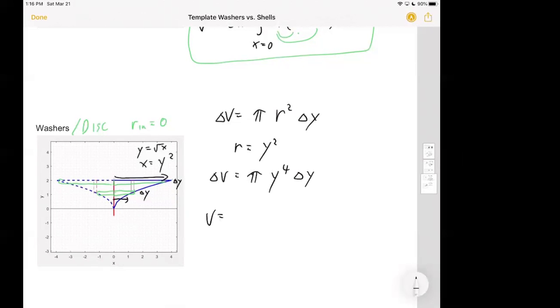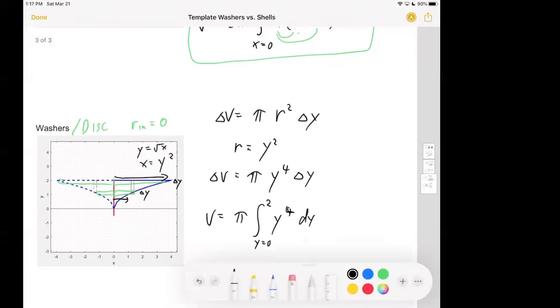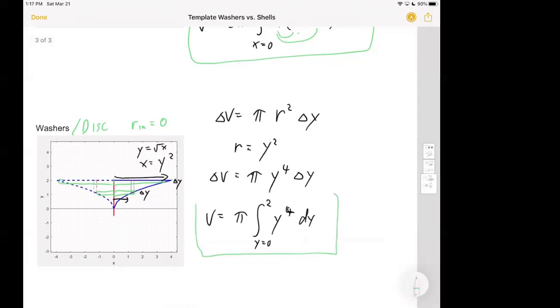So we could turn that into a volume integral and put the pi in front, and we could integrate y to the fourth with respect to y. And we would start at y equals 0 and go up to y equals 2. You can see this would be actually quite easy to evaluate. So in this case, it's probably easier using the disk method than it would be using the shell method to get an answer. But neither method is going to be that difficult.